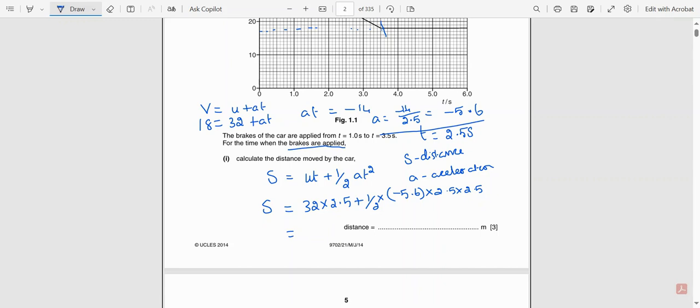I will check that. 32 into 2.5 will be 80, right? So this will be minus 2.8 into 2.5 into 2.5, which is 6.25, right? So 17.5. 80 minus 17.5. What is the answer you are getting? 62.5. So the answer will be 62.5 meter.